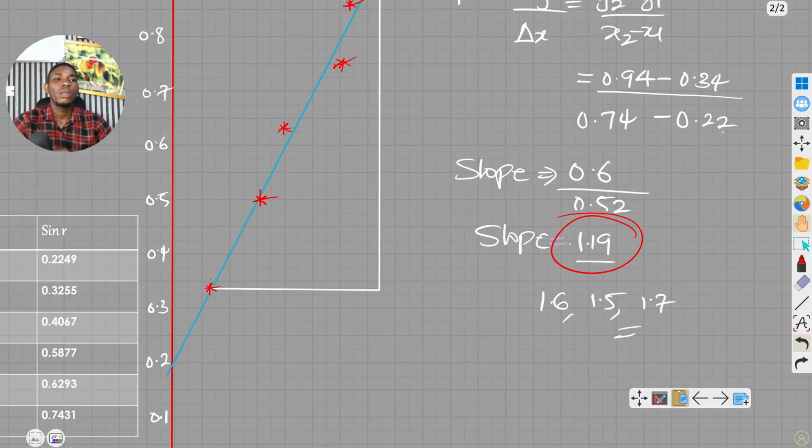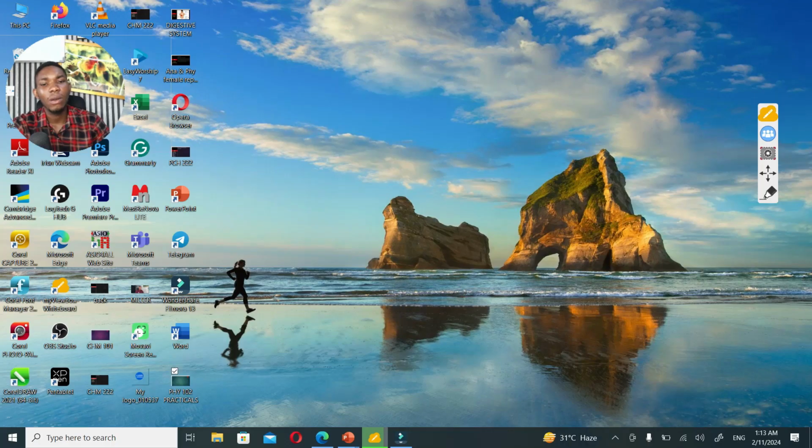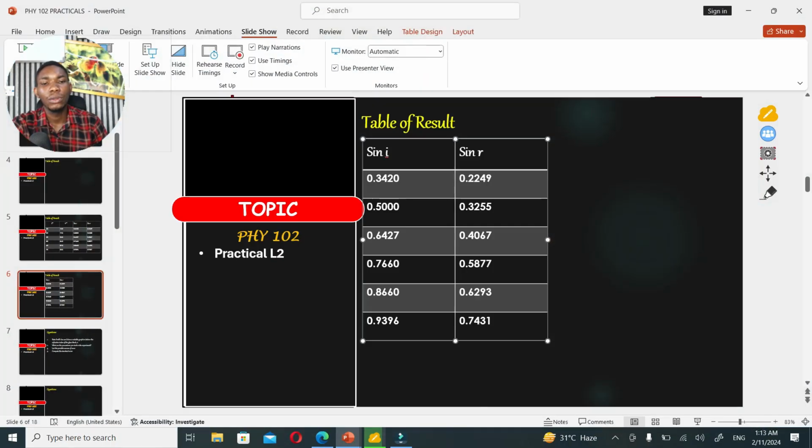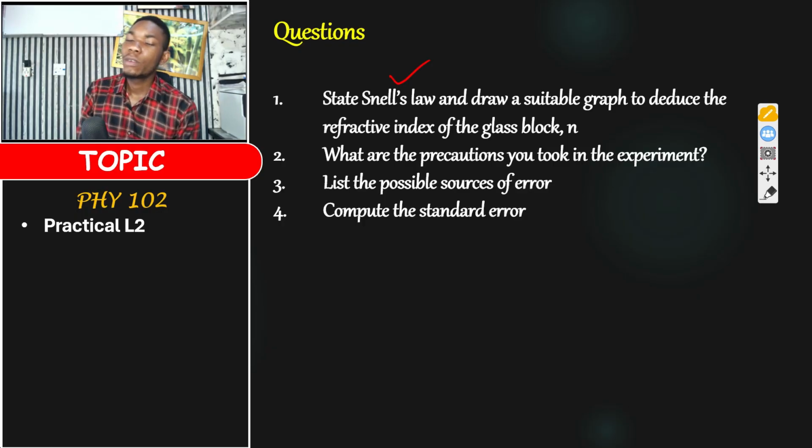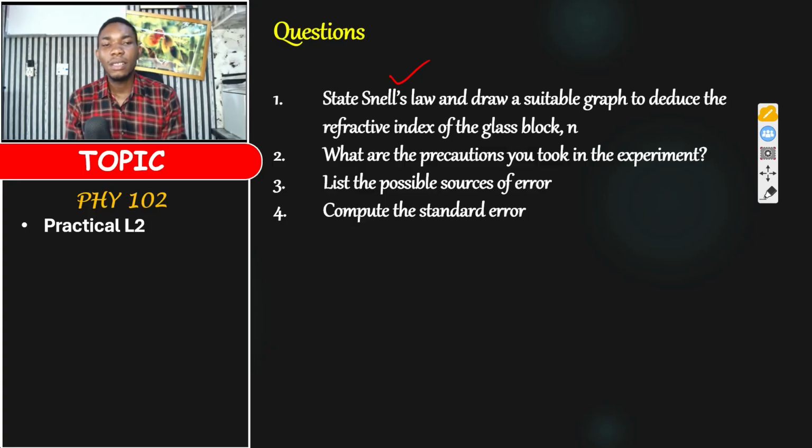All right, so now having gotten the slope as 1.19, we now come back to our questions. The other question says state Snell's law. I've stated Snell's law for you and told you where to get it. You can get it so that the manuals will not all be the same. Just browse ChatGPT, Snell's law is going to give you. You can go to Google, browse Snell's law, it is going to give it to you.